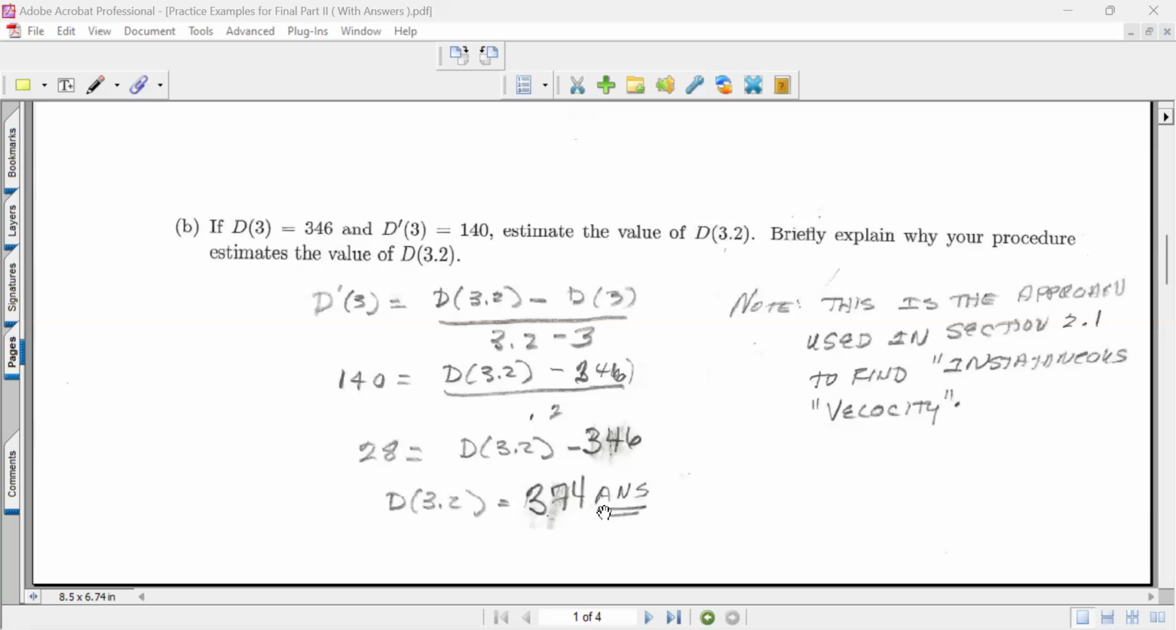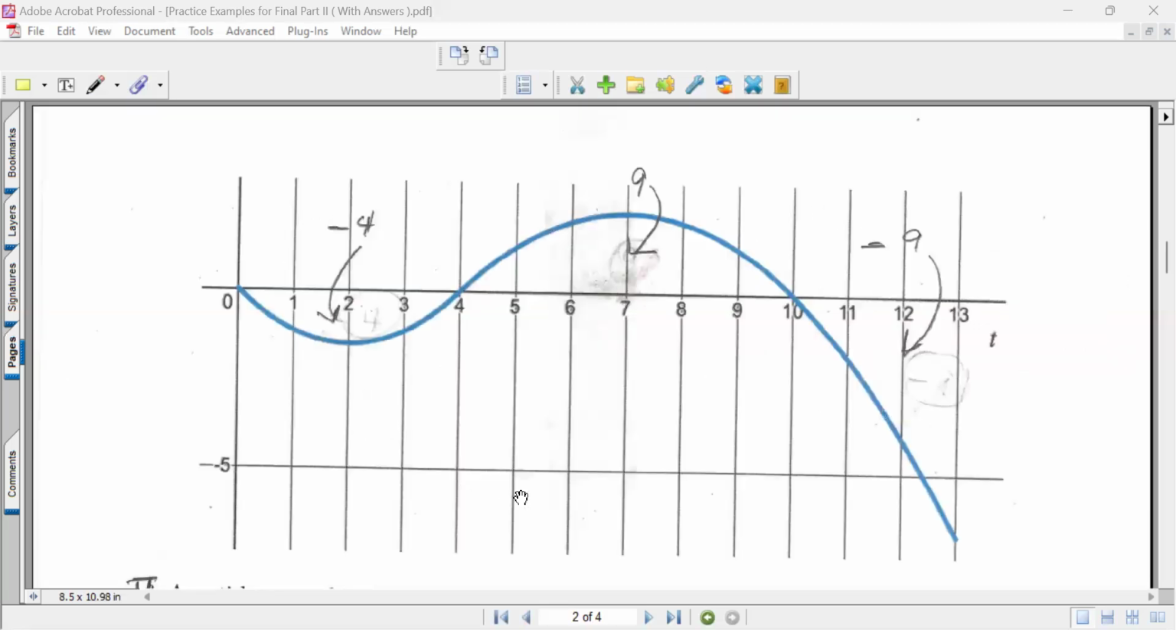That's the megabytes. It's 3.2 hours. So that pretty much completes that particular problem.